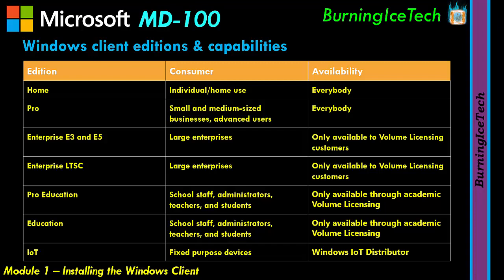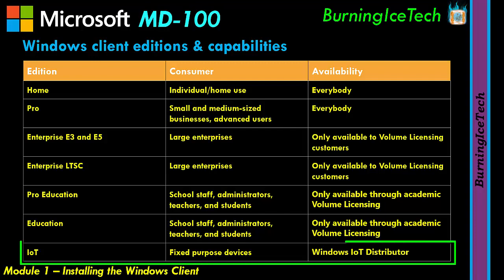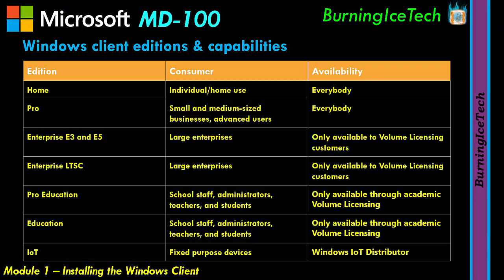The last edition here on our list being the IoT. That first of all stands for Internet of Things, in case anyone's scratching their head once again wondering. This edition of Windows is designed for fixed purpose devices. Examples of this would of course be things like an automated teller machine, maybe a point of sale terminal, industrial, medical devices.